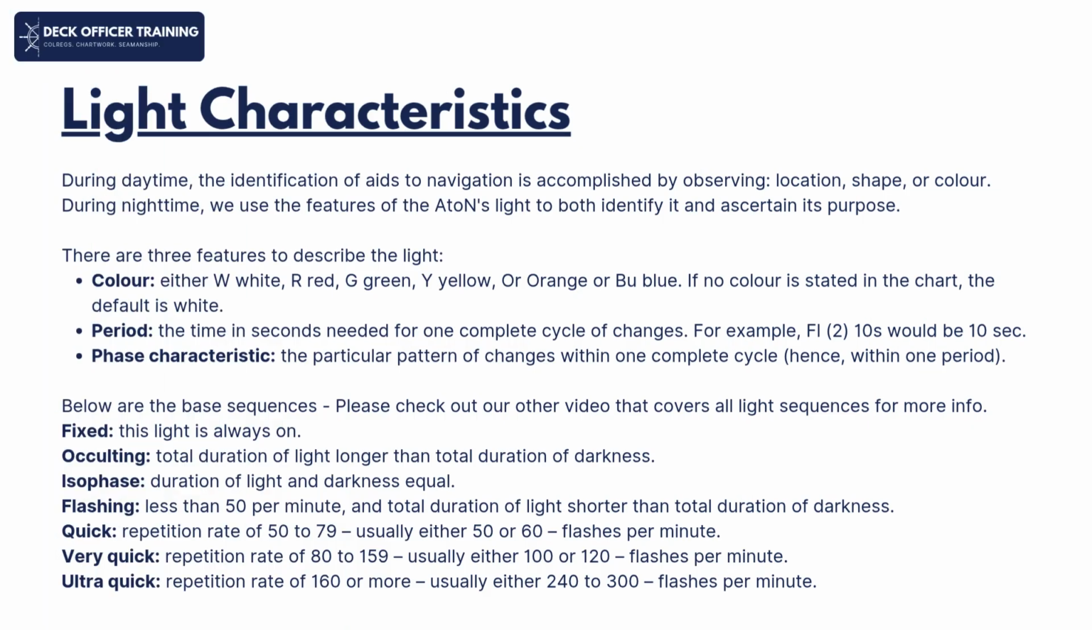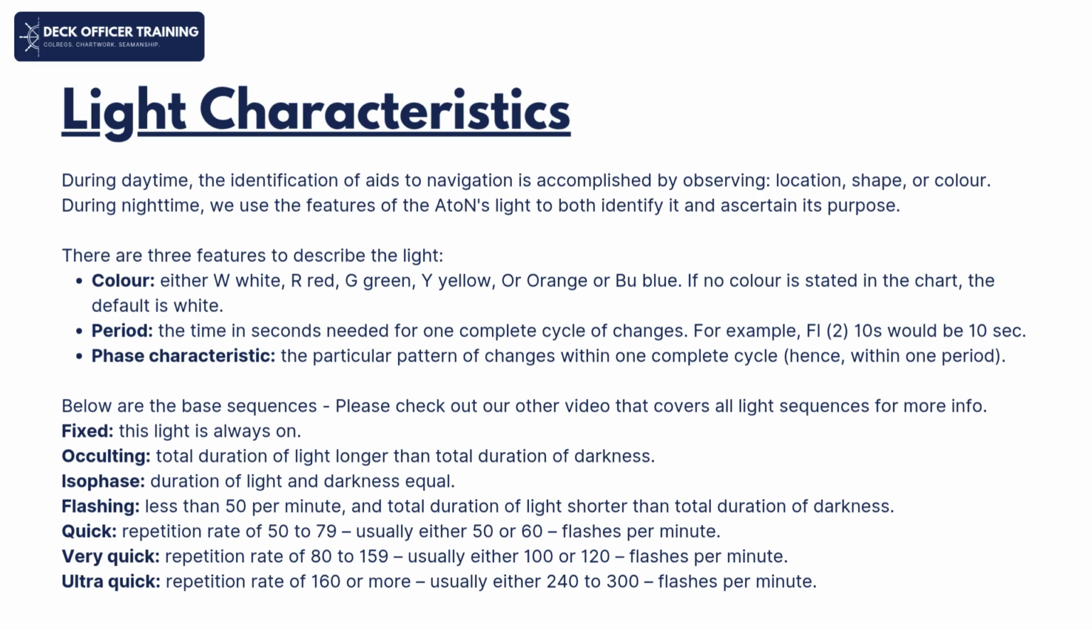Light characteristics. During daytime, the identification of aids to navigation is accomplished by observing location, shape, or color. During nighttime, we use the features of the aids to navigation's light to both identify it and ascertain its purpose. There are 3 features to describe the light. Color, either white, red, green, yellow, orange, or blue. If no color is stated in the chart, the default is white.